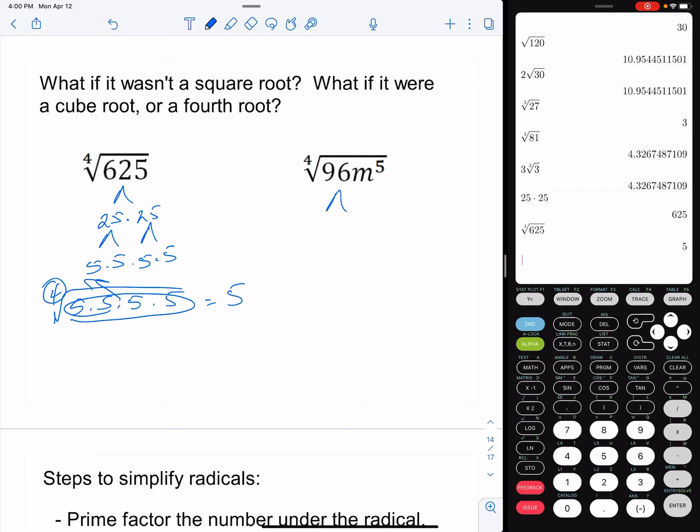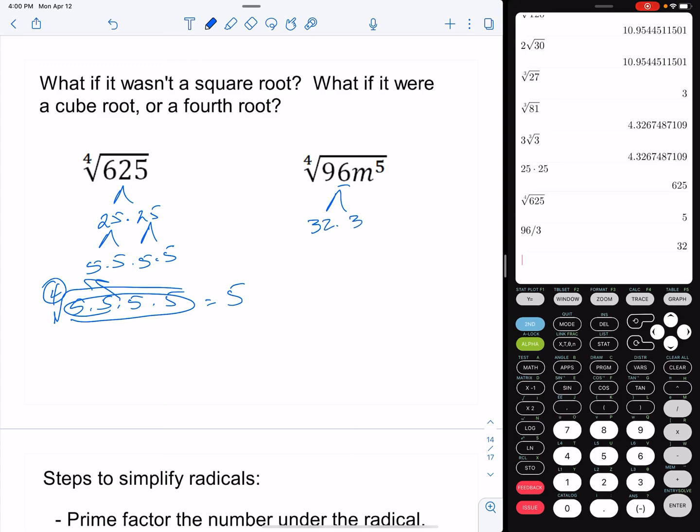Well, I don't know off the top of my head what will go into 96, but I know because this is a 6, I can divide it by 2. Or because I've got a 9 and a 6, I could divide it by 3 as well. So I'm going to do 96 divided by 3. I end up with 32. So that's going to give me 32 times 3.